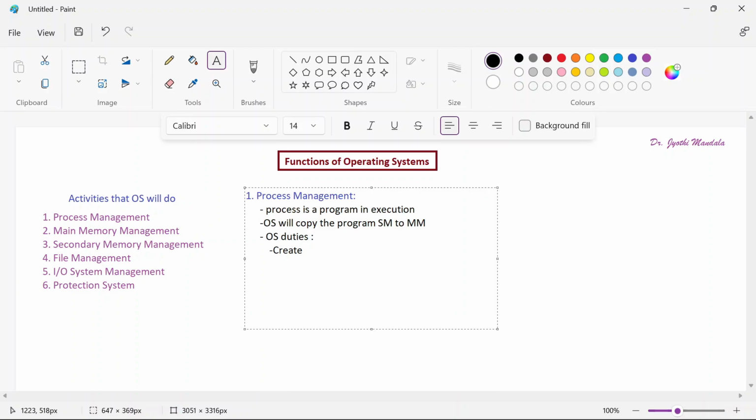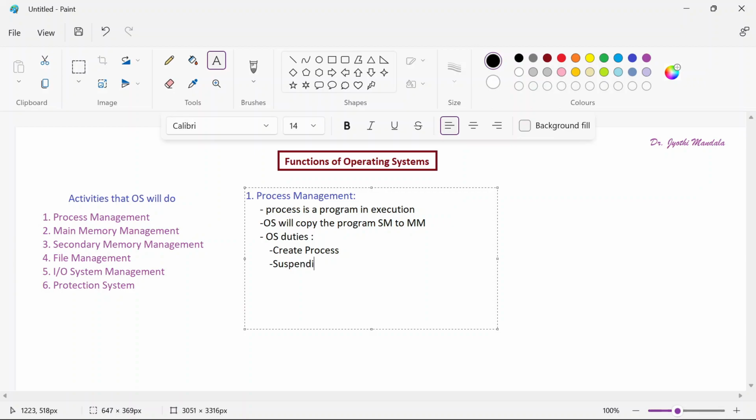Okay, so that is the first one. Once the process is created, it can be executed, or it can be assigned to the CPU. And while it is executing, sometimes we want to suspend the execution as per our requirement. Whenever you want to suspend the program execution, it is the responsibility of the operating system to take care of that.